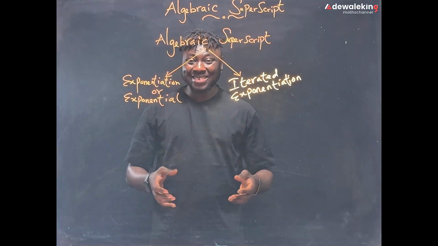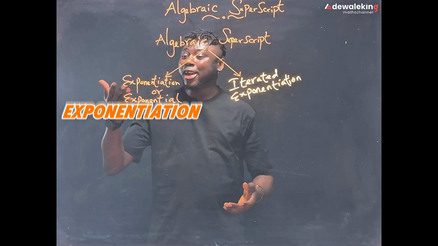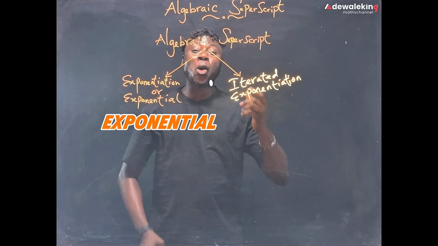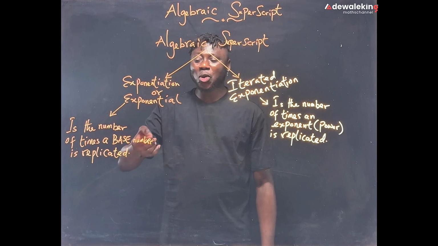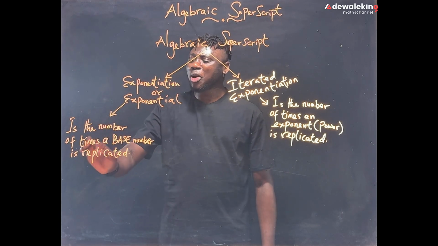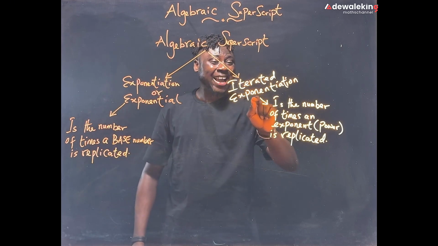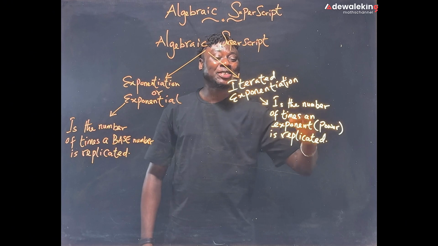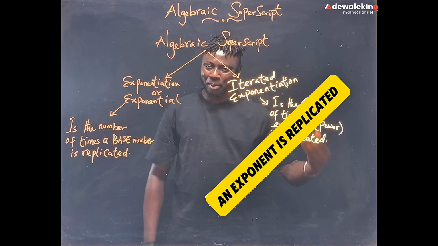In mathematics, algebraic superscripts can be divided into two parts: exponentiation, or exponential, and iterated exponentiation. Exponentiation is the number of times a base number is replicated, while iterated exponentiation is the number of times an exponent or power is replicated.